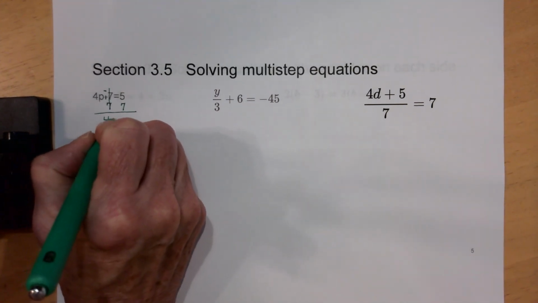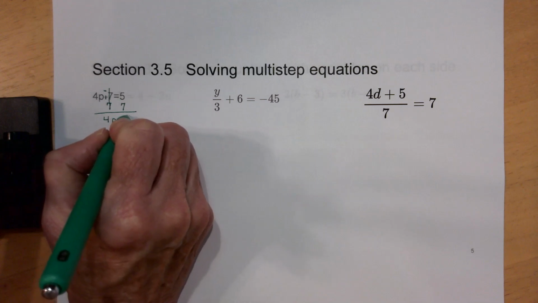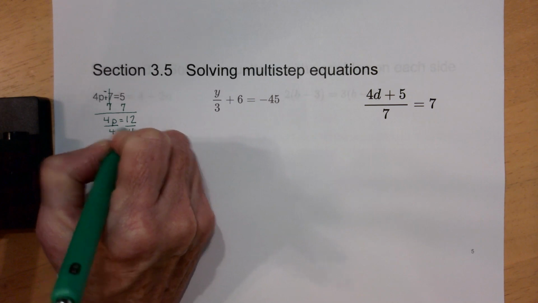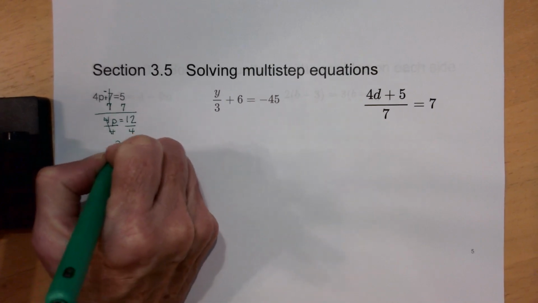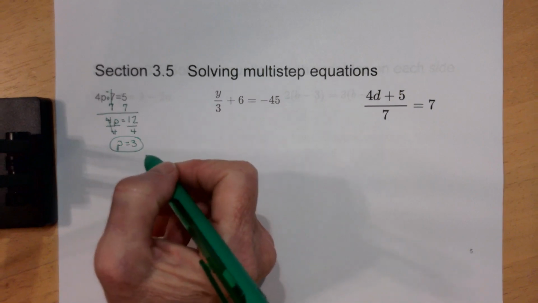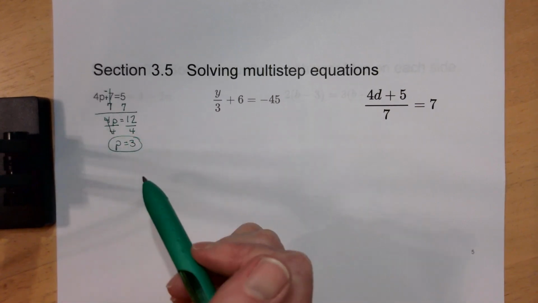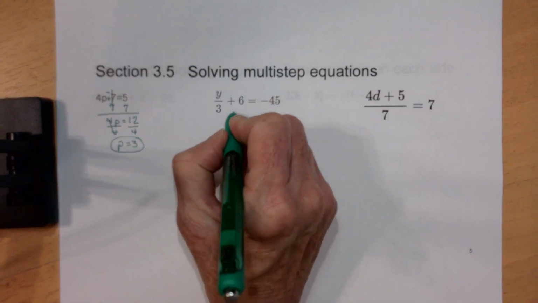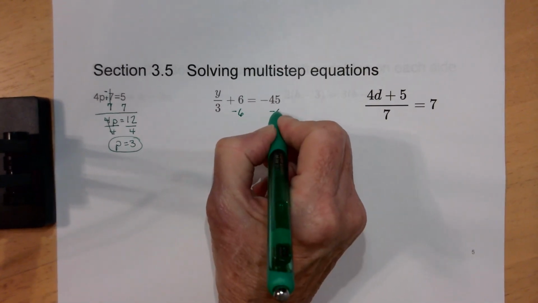So I have 4p is equal to 12. Now I'm going to divide by the 4. And I'm going to get p equals 3. And again, to check it, all I would have to do is plug it back in for the p at the beginning. This one, your 6 is farther away, so I'm going to add a -6 to both sides.